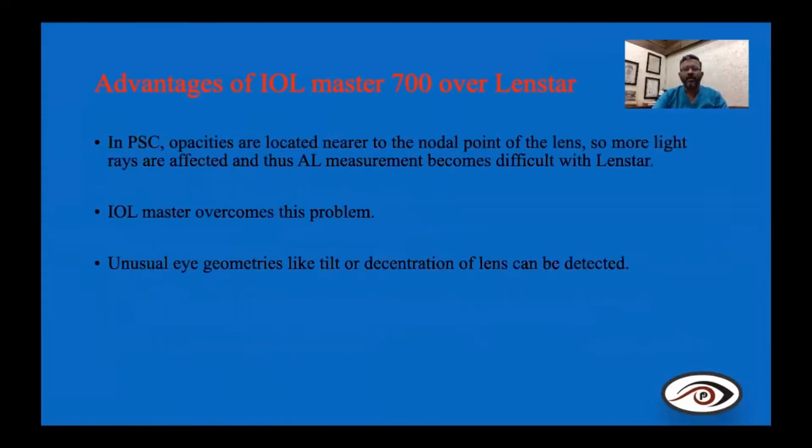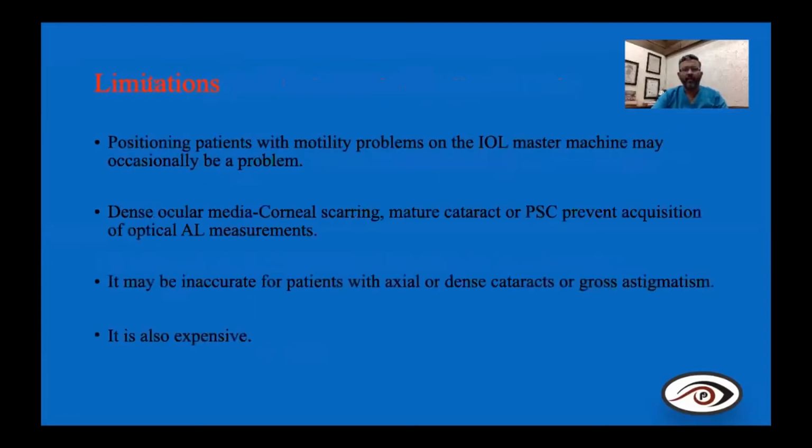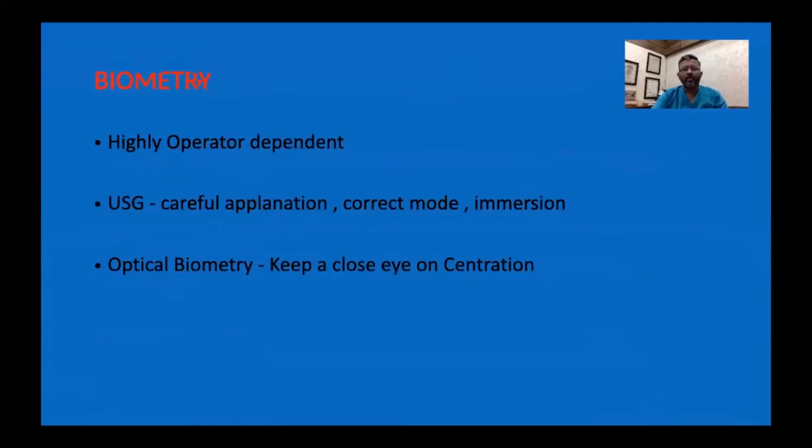The advantage of IOL Master 700 over other optical biometers, the Lens Star and the IOL Master 500, is that in fairly dense cataracts there is good penetration, also in posterior subcapsular cataracts. Only in a total mature cataract would the IOL Master 700 not give a reading. The only limitation is positioning patients in an upright position. If it is a bedridden patient, then it becomes difficult.